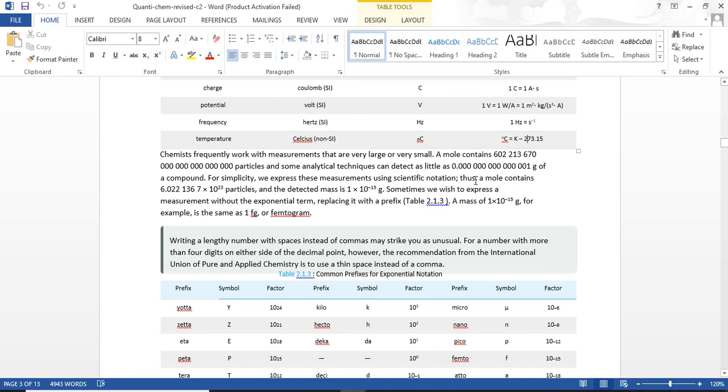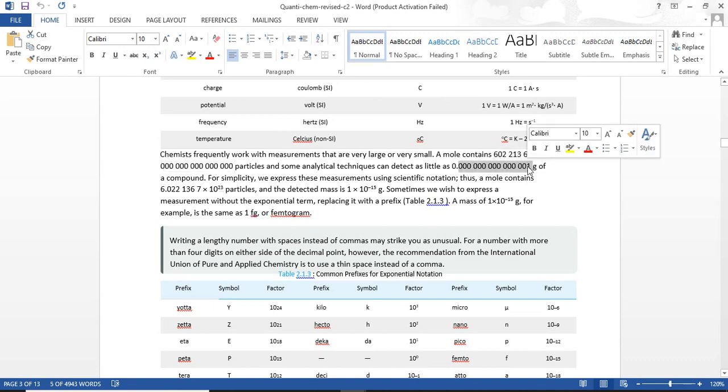Okay, in scientific notation, you have your 6.022, the same value as above, expressed in scientific notation, times 10 raised to 23. And the next one is 1 times 10 raised to negative 15. Okay, it is negative 15, class.